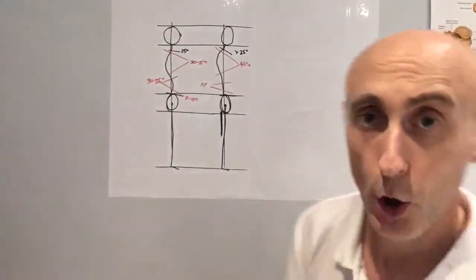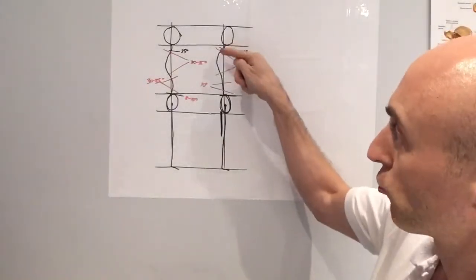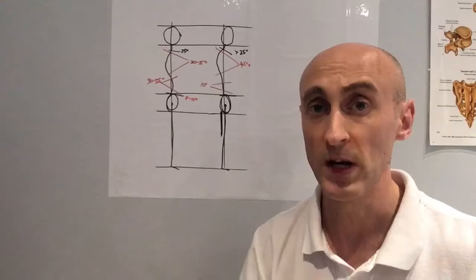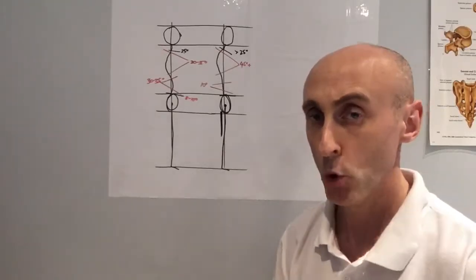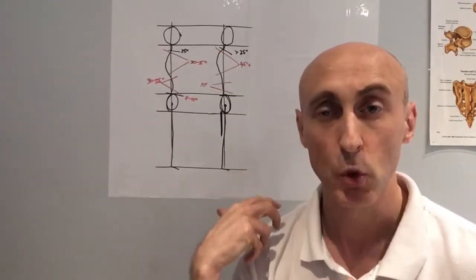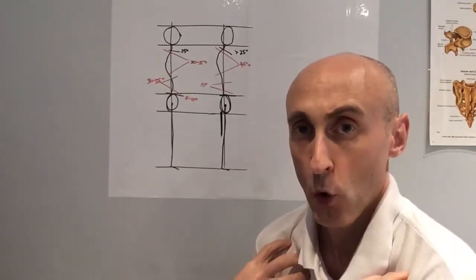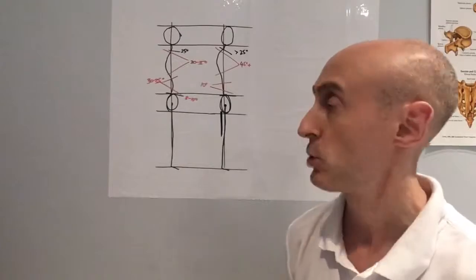What we typically see in office workers is you have a much greater curve in your upper back. It's typically 45 degrees or more. That puts more strain on the joints and the ligaments in your upper back. Your shoulders tend to migrate forward, and this can cause shoulder impingement.